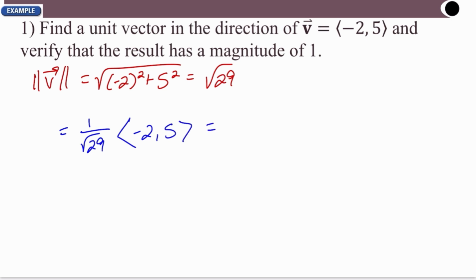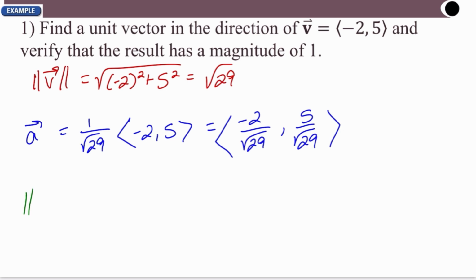Then we can multiply that 1 over the square root of 29 through there. We'll get <-2 over the square root of 29, 5 over the square root of 29>. Now we could give this vector another name, say vector A. And then they want us to verify the magnitude, so we're going to verify that it's equal to 1.